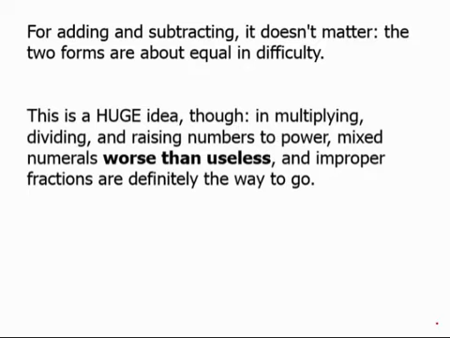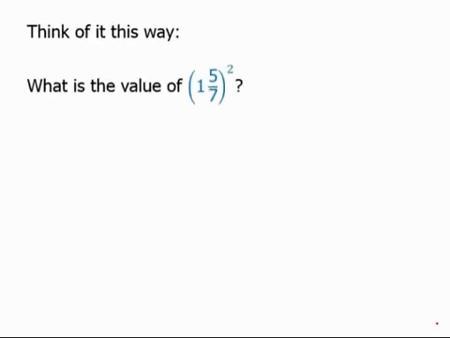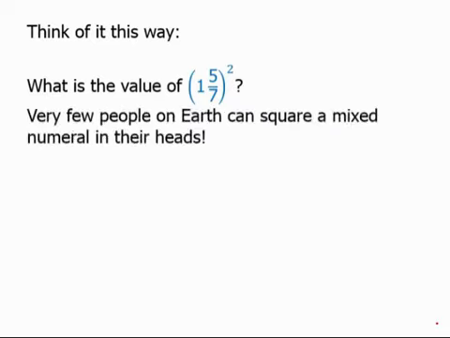What do I mean by that? Worse than useless. Think of it this way. What is the value of 1 5/7 squared? Now you see, if you think about that in terms of mixed numerals, first of all, very few people on earth could square a mixed numeral in their head correctly. And most people, if they tried to do it, would do something like square the 1 and square the 5/7 and add those together, something like that. In other words, almost anything that they would try would be wrong. And so it's an invitation to make thousands of mistakes because it's almost impossible to do it correctly.